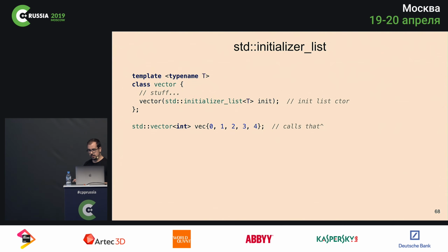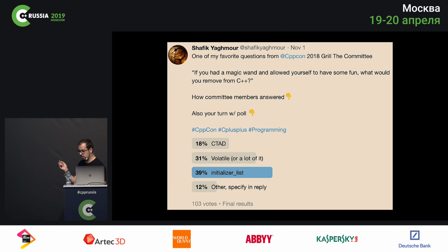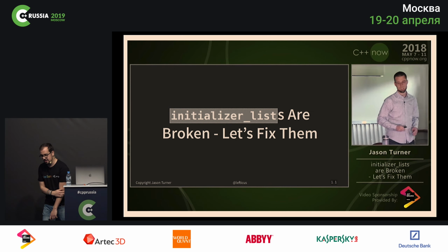There was this poll on Twitter a few months ago where the question basically was, if you had a time machine and could go back in time and remove one feature from C++, which one would you choose? And the most popular answer was the initializer list. There's this other talk by Jason Turner, which is a 90-minute talk just about all the problems with initializer lists. So if you want to dive deeper into this topic and understand the problems with initializer lists, I really recommend you watch this talk.